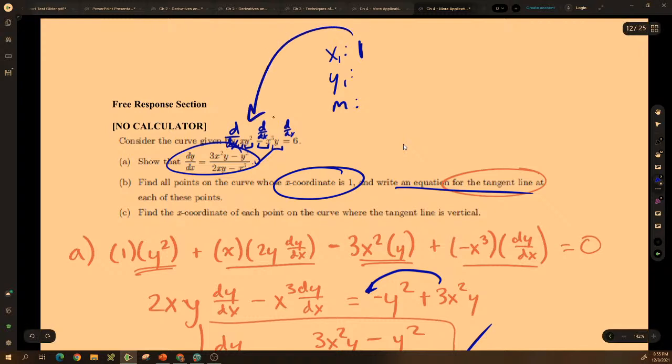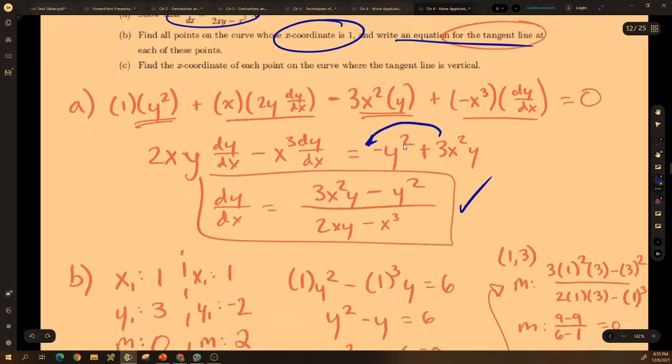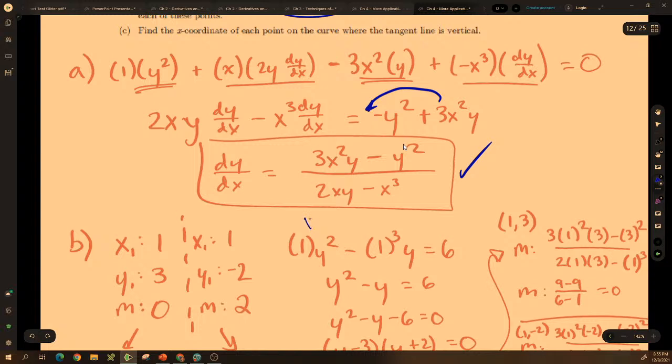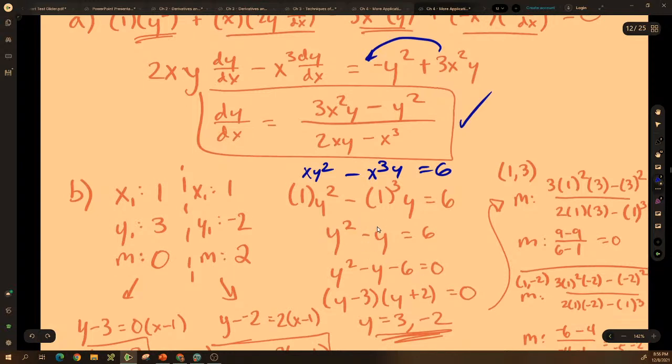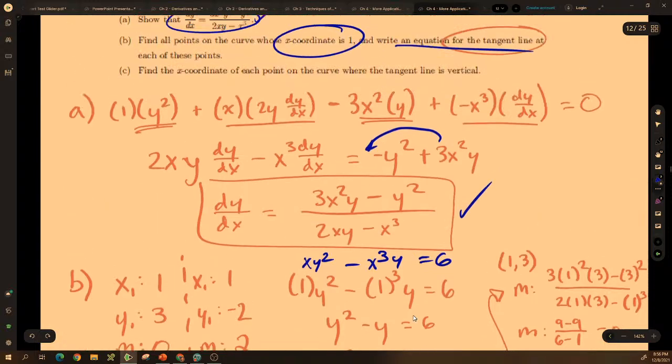First, I plug into the original. That was over here, right? x y squared minus x cubed y equals 6. So for x, I plug in 1. That gives us y squared minus y equals 6. If I have a y squared and a y, I need to set it to 0 and factor. So y squared minus y minus 6 equals 0. Anytime you're not sure how to solve something, think about factoring. Then this becomes y minus 3 and y plus 2. That gives me y equals 3 and negative 2.